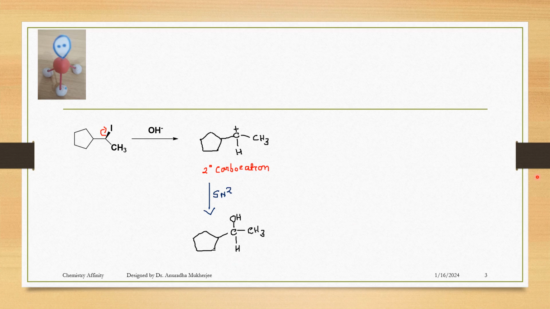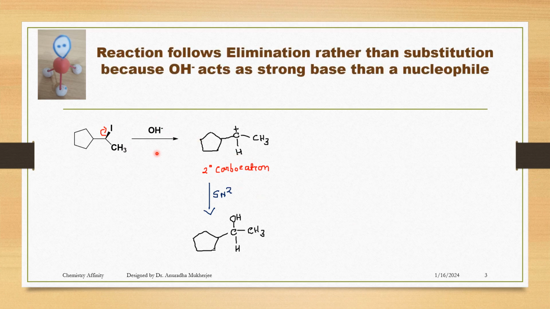Now here one thing we have to understand is the behavior of OH-. OH- acts as a strong base rather than a nucleophile. So that means when a nucleophile acts as a strong base, it follows the elimination pathway rather than the substitution pathway. So now here the elimination will be dominating. For an elimination reaction we know the presence of beta hydrogens is a must.